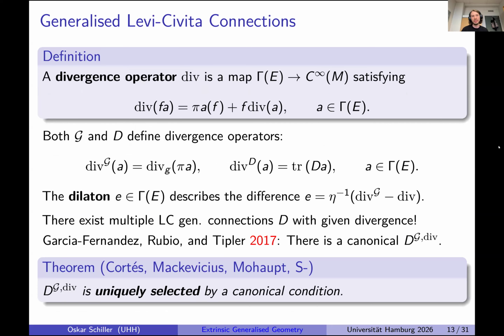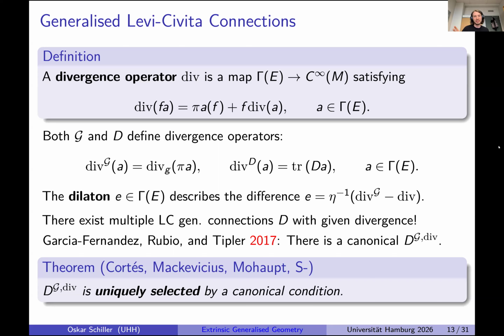And to resolve this issue of non-uniqueness, divergence operators were introduced. And these are differential operators from the space of sections of the generalized tangent bundle to the space of real-valued functions over the manifold. And they also satisfy a pi-Leibniz rule, which is, without the pi, the Leibniz rule that you can check a normal divergence operator satisfies. And what you can see is that both a generalized metric and a generalized connection define divergence operators in a canonical manner.